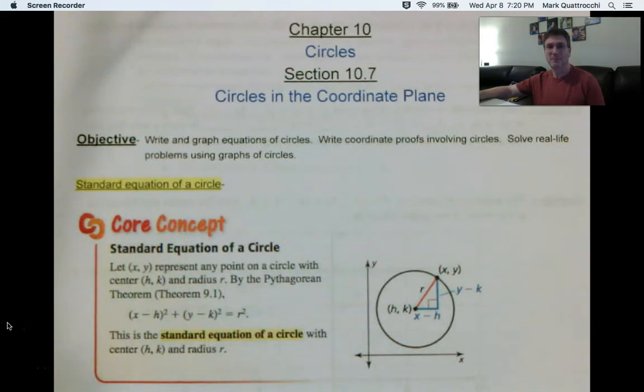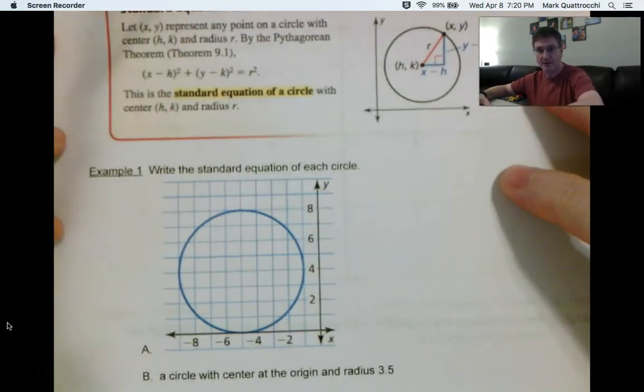Hello everyone, section 10.7, circles in the coordinate plane. Example 1, write the standard equation for each circle.